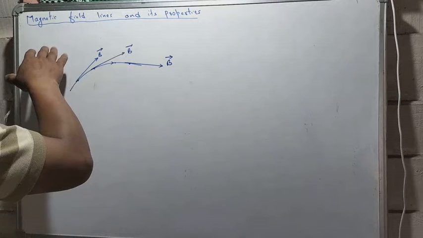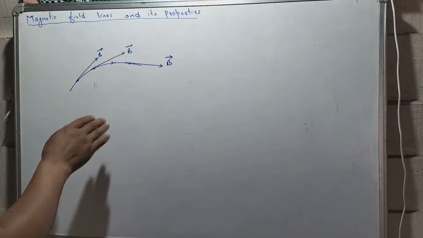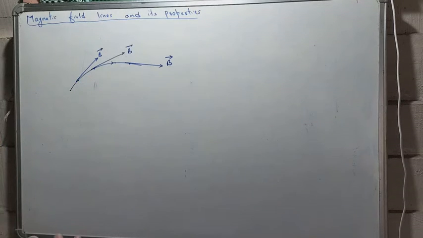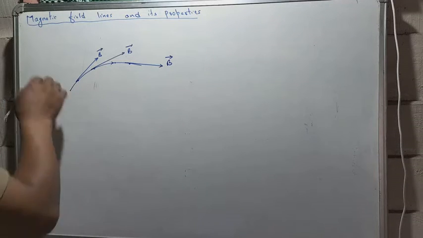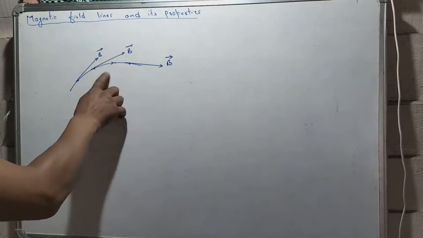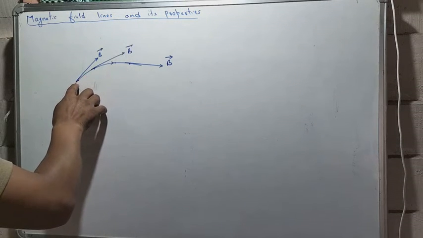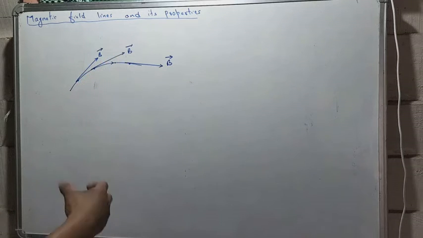Now if you remember, in electrostatics, the electric field line is the curve or the path along which a unit positive test charge would move if it is free to do so in the region of an electric field. Likewise, a magnetic field line is the curve or the path along which a unit north pole would move if it is free to do so in the region of a magnetic field. The tangent at any point to the curve always gives you the direction of the magnetic field.